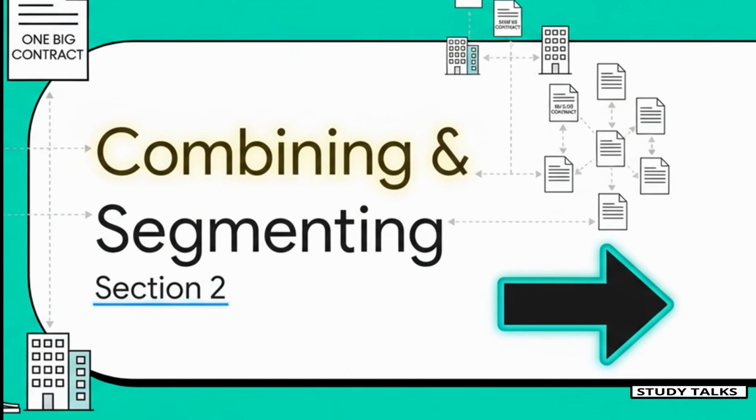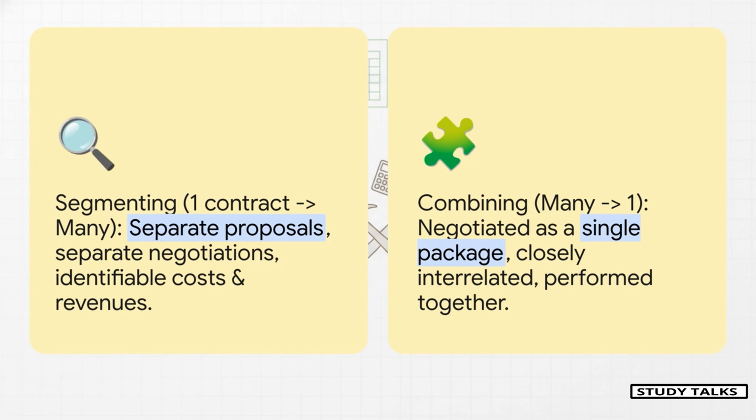All right, let's move on to the next piece of the puzzle. What do you do when you have one giant contract for a bunch of different assets? Or the other way around. What if you have a bunch of separate contracts that all feel like one big project? This is where we have to talk about combining and segmenting contracts. Okay, listen up, because this is a hot spot for exams. ICAI loves to ask questions on this.